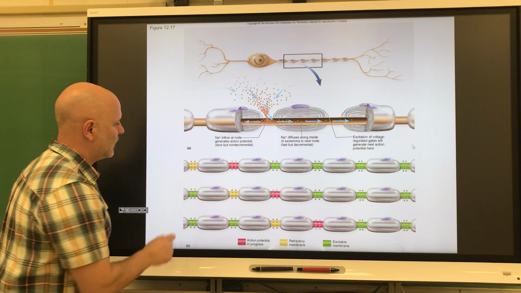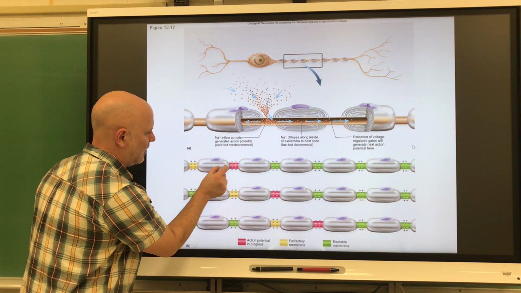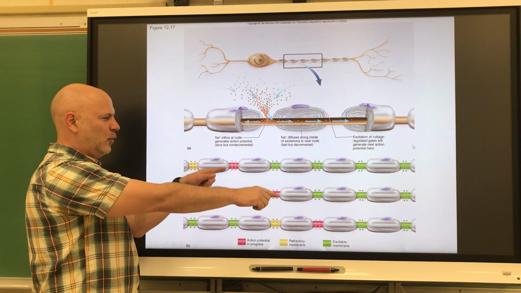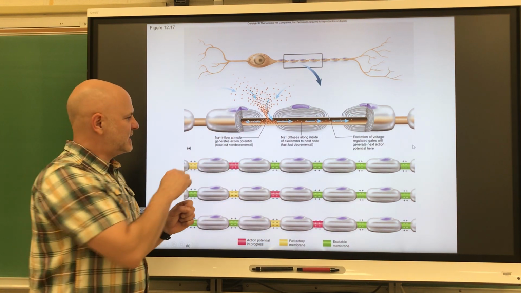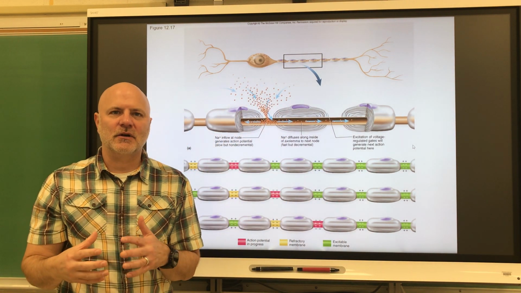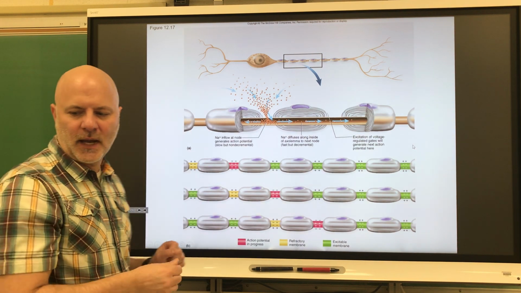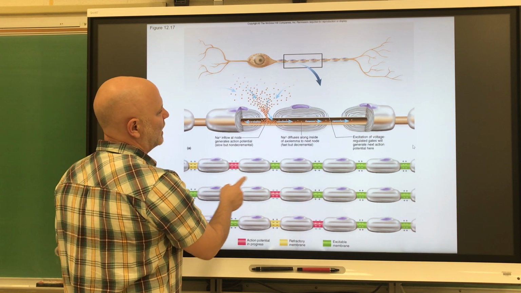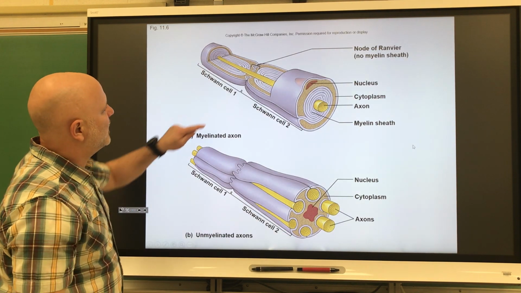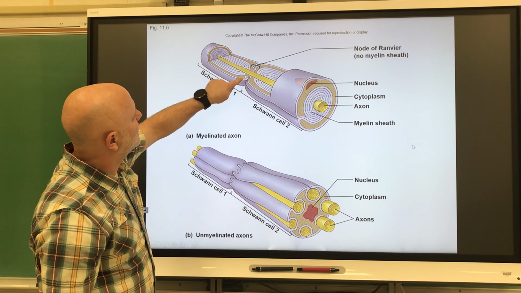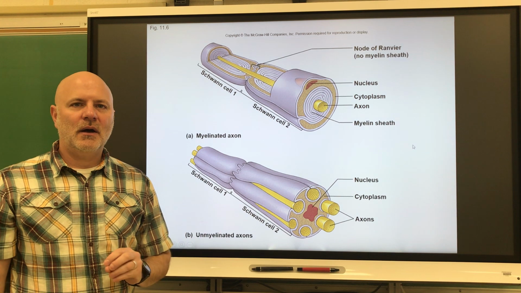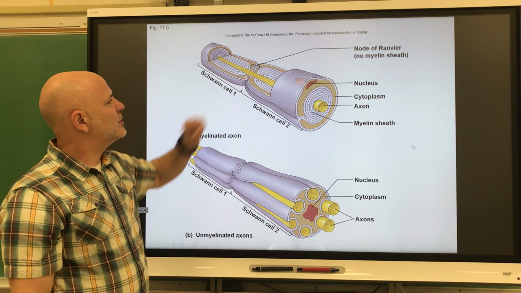So let's think about this. Instead of going from here to here to here to here, it goes from here to here to here to here. So you're way over here where you would be over here. So by skipping from node to node, that impulse moves a lot faster in these myelinated areas. Okay? And I just want to show, these are exaggerations of these nodes. All right, if I go to this picture here, this is showing a Schwann cell here and a Schwann cell there, and that little brown line there is showing a node of Ranvier, just right there.